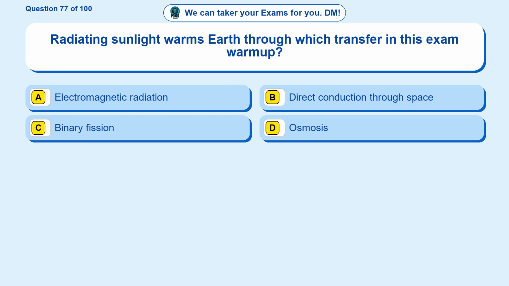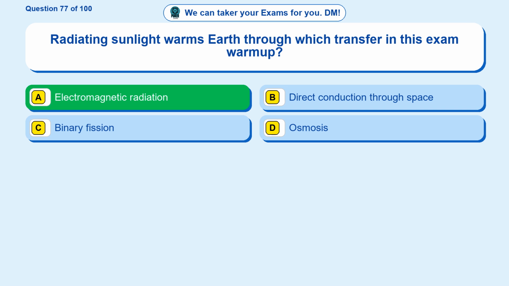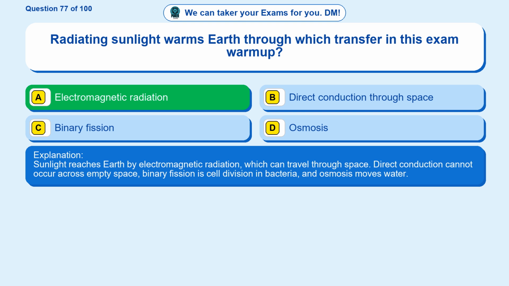Question 77. Radiating sunlight warms Earth through which transfer in this exam warm-up? Option A, electromagnetic radiation. Option B, direct conduction through space. Option C, binary fission. Option D, osmosis. The correct answer is option A. Electromagnetic radiation. Sunlight reaches Earth by electromagnetic radiation, which can travel through space. Direct conduction cannot occur across empty space, binary fission is cell division in bacteria, and osmosis moves water.